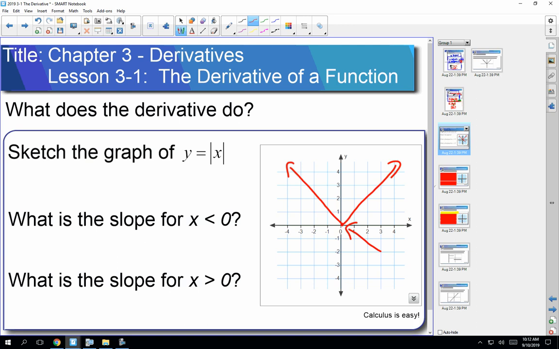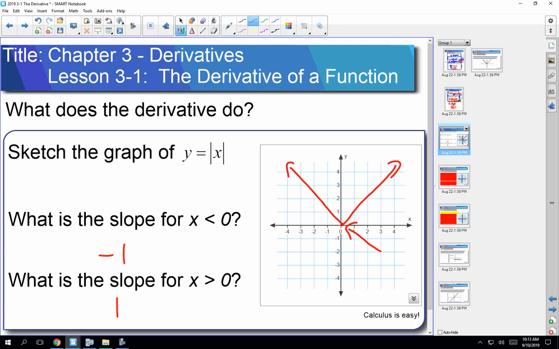So you may need to write that down. Sketch a graph. What is the slope? This is negative 1, and here it's 1. The derivative at this point does not exist. It's actually called a corner. So we have a vertical tangent and a corner. Continuous functions on their domain cannot have a derivative at a corner or a vertical tangent.